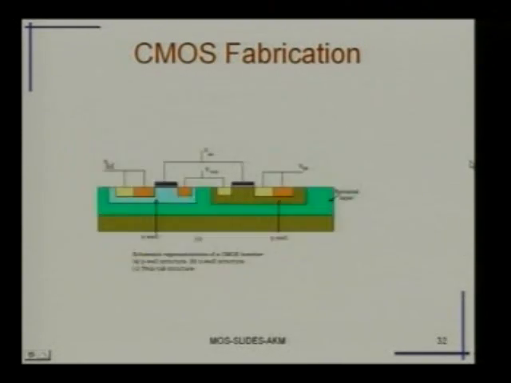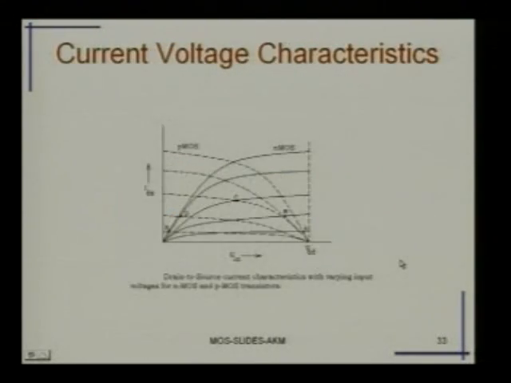And this is another way to make the two transistors. This one is an N well, another is a P well. Here you have the NMOS transistor, here you have the PMOS transistor, and you are connecting them back to back. This is the typical fabrication of a CMOS. The fabrication steps will be explained to you later.